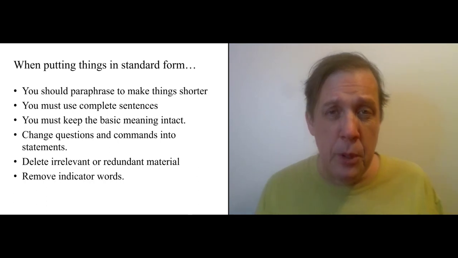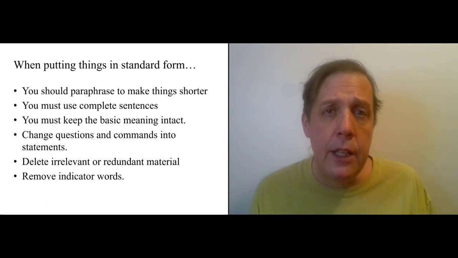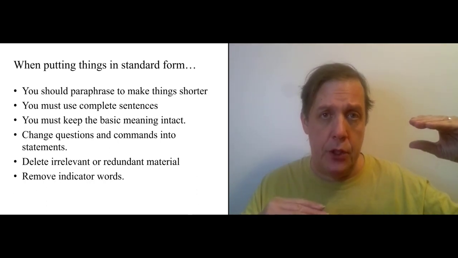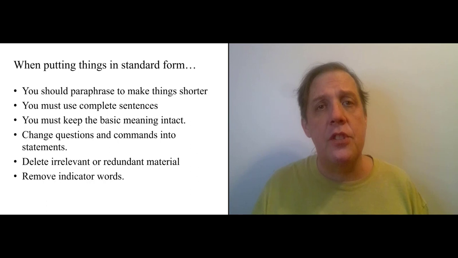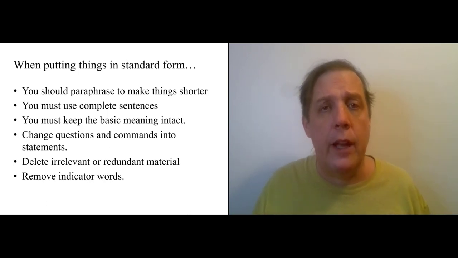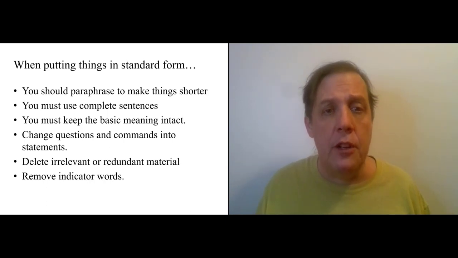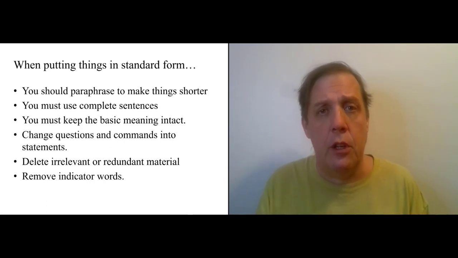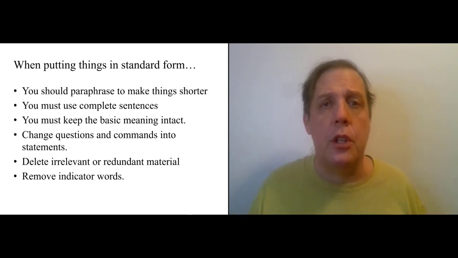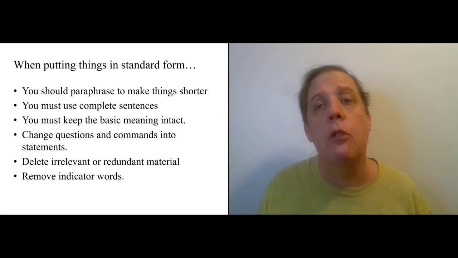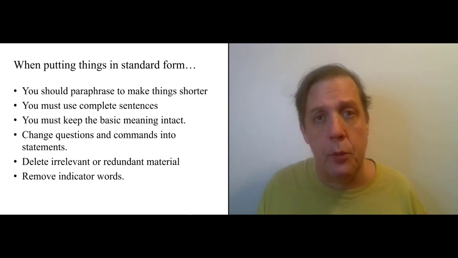Sometimes, in particular, people will repeat their conclusion. Sometimes they'll repeat it at the beginning and the ending of the passage. When you put the argument in standard form, you only need to write it once at the end, right? So you delete redundant material, you delete irrelevant material, and remember that your conclusion in an ordinary English passage could be anywhere in the passage. It could be at the beginning, the middle, or the end, and it could be repeated. And then finally, remove indicator words and write them separately.